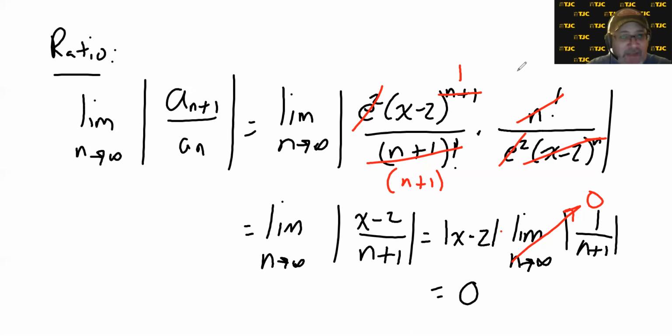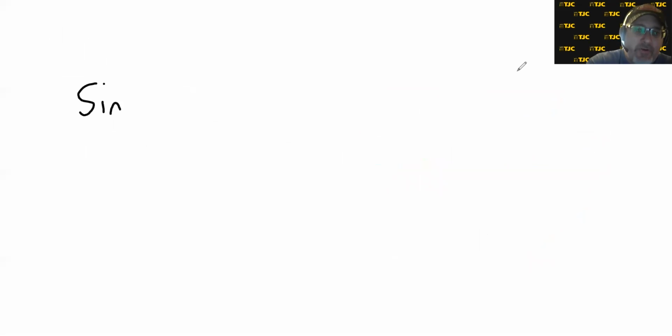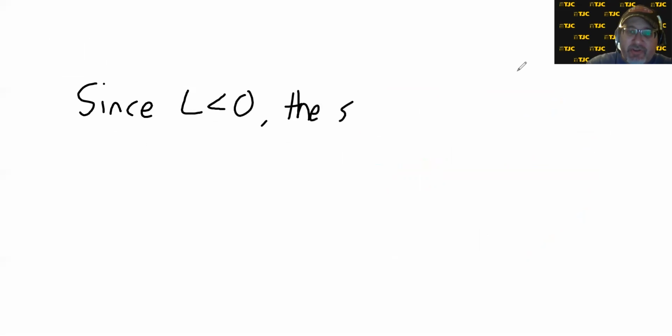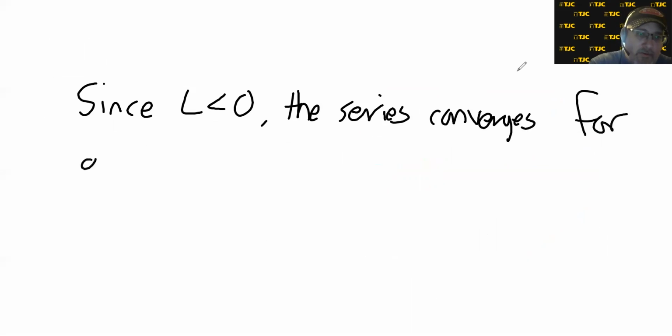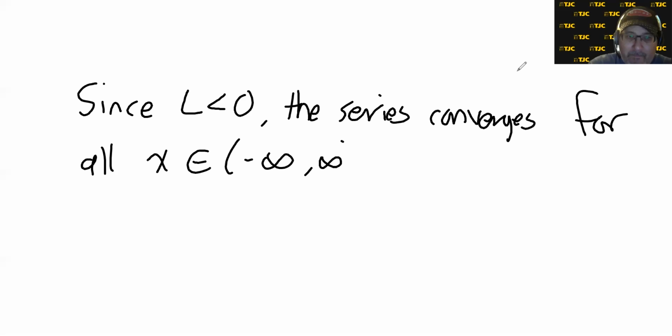And remember, what we just found was the limit that we calculate when we perform the ratio test. And if that limit is less than 1, we get convergence. Well, this limit doesn't depend on the value of x. It's always equal to 0. So since our limit is less than 1, the series converges for all x an element of negative infinity to infinity. In other words, it converges for every real number.